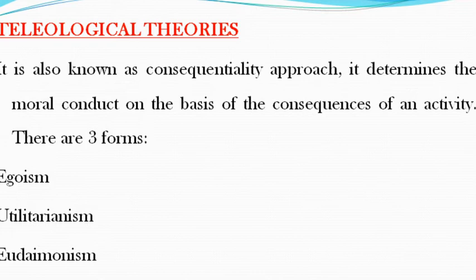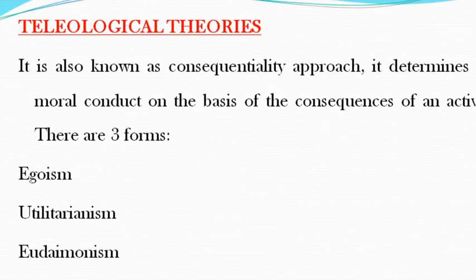Okay, so this teleological theory has basically three forms, that is ethical egoism, utilitarianism and eudaimonism. All these three concepts we have already discussed in the previous classes.